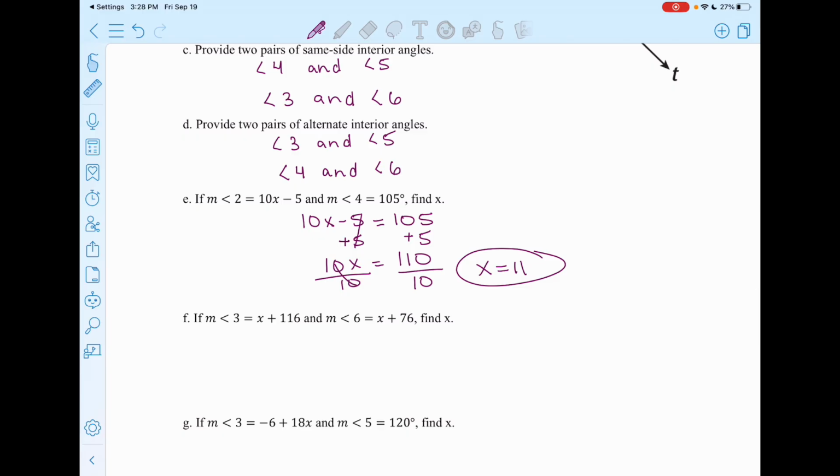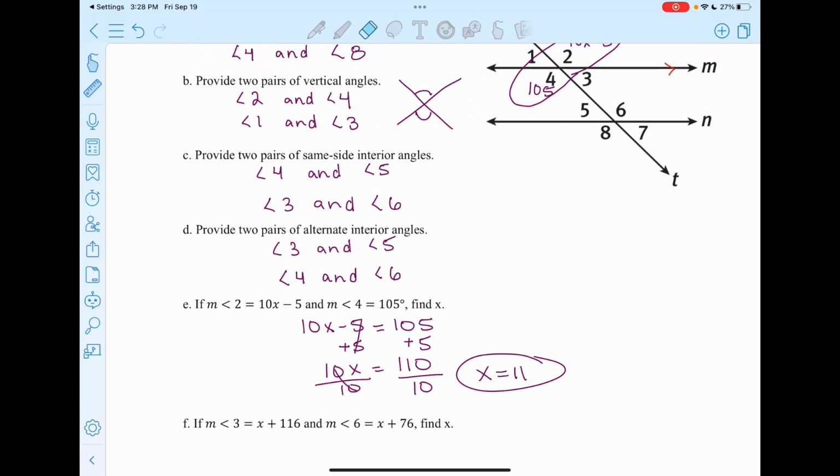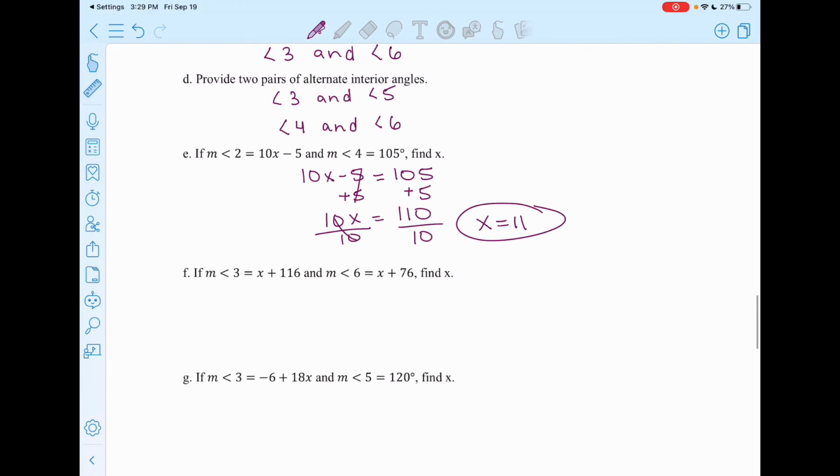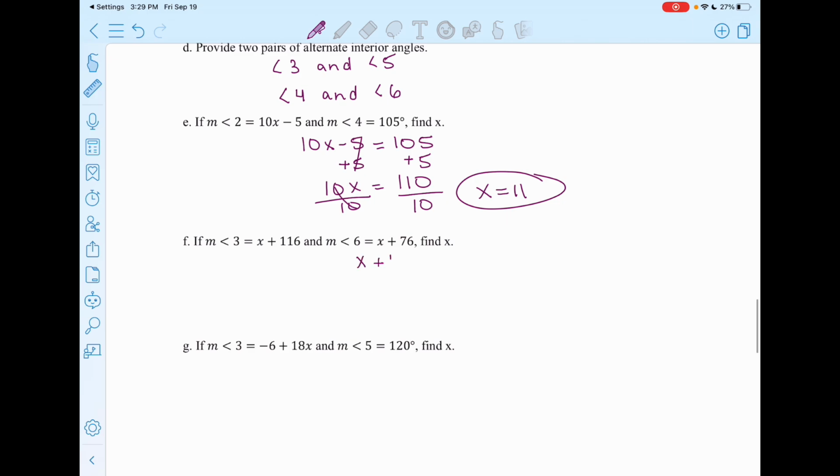Next it says angle 3 is x plus 16, and angle 6 measures x plus 76. 3 and 6 are same side interior angles, which means they are supplementary. So I'm going to add up these measures and set them equal to 180 degrees. I'm going to start by combining my like terms. x and x makes 2x. 16 plus 76 makes 92.